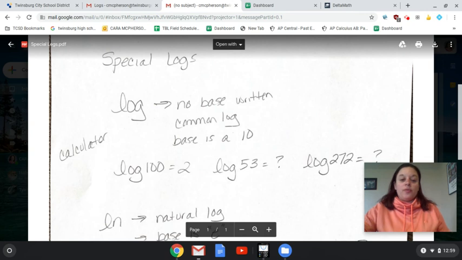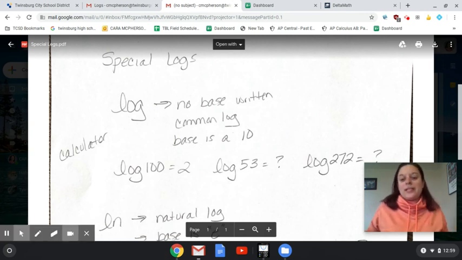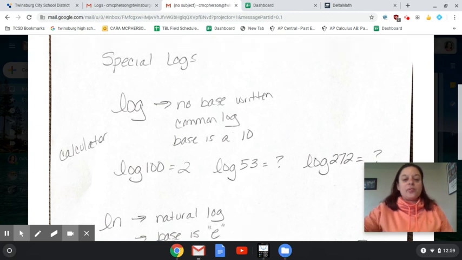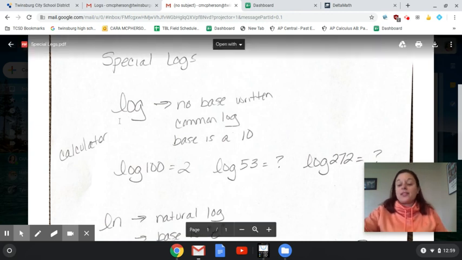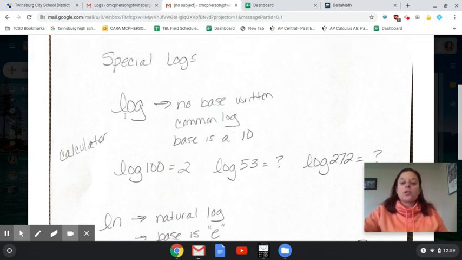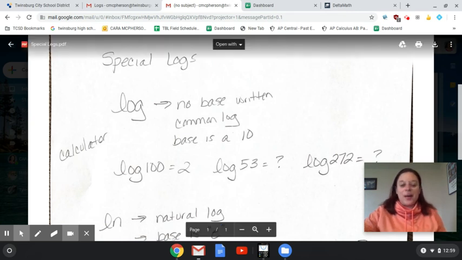The one special log is when it just has log and there's no base written at all. This is called a common log. The reason it's called a common log is because it's used very commonly in a lot of applications. It's the one that's used to measure things like decibels of sound level or pH factor of water. It's probably the one you've seen more in a chemistry book.